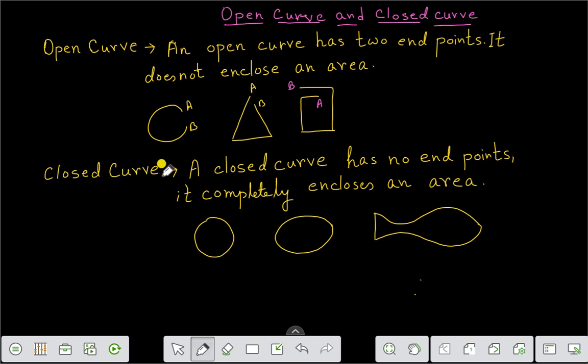What is the definition of a closed curve? A closed curve has no endpoints. It completely encloses an area. You see, this is the area of the circle. This is the area of the oval. And this is the area of this figure. It completely encloses an area, that is the closed curve.